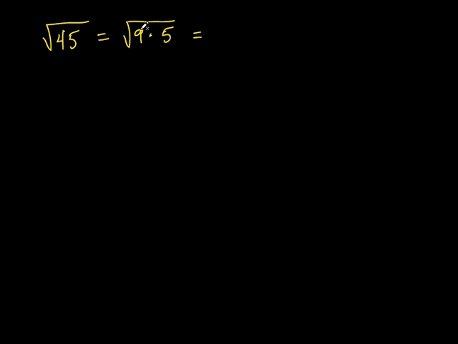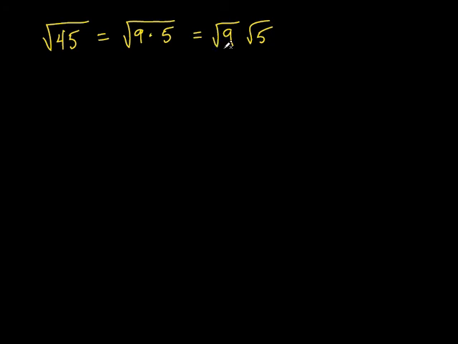So the rule says that if I have two things multiplied together inside that square root, I can split them up into their own individual square roots. So watch, I could rewrite this as what? The square root of 9, and I can write this as the square root of 5. Now you're thinking, why would I want to do that? Well, hopefully you see it.